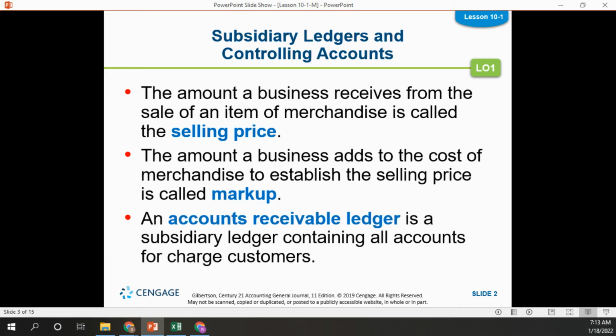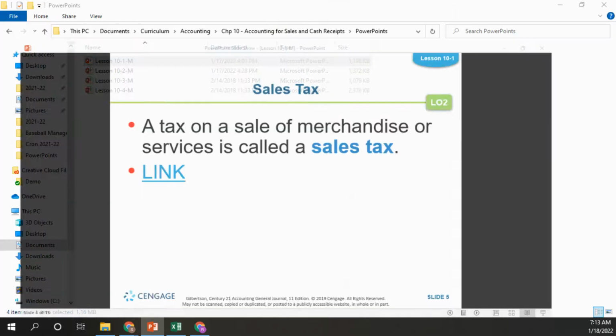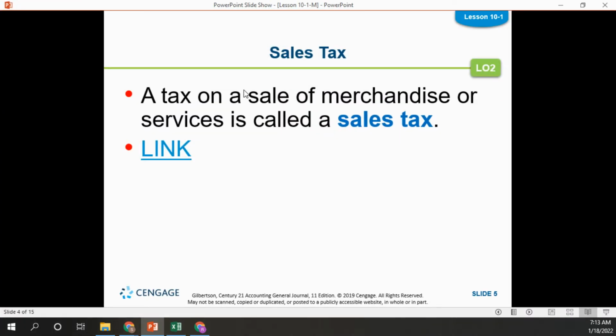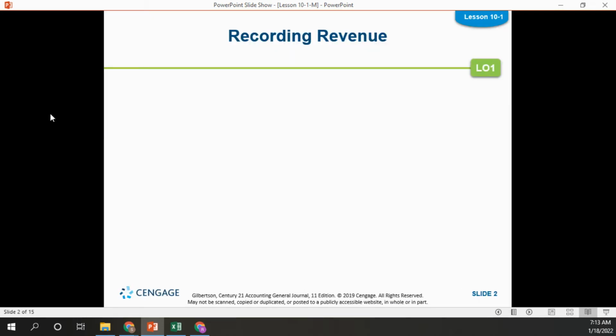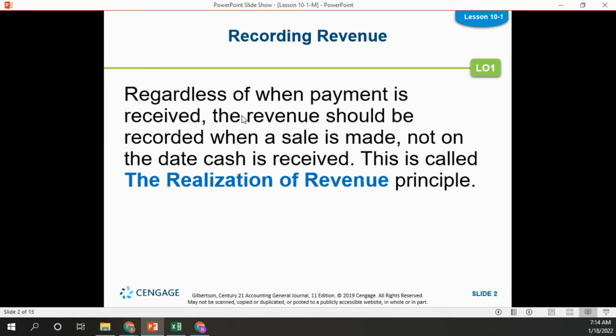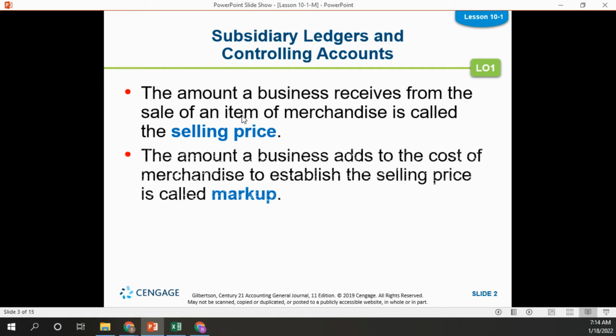And then we get into the Accounts Receivable Ledger. Hold on a second. I've got to do a reset here. I'm kind of wonky. All right. Let's see. Where did we go here? I kind of went too far here.